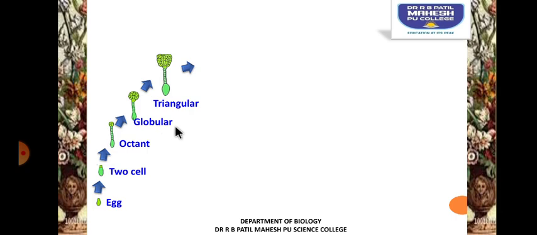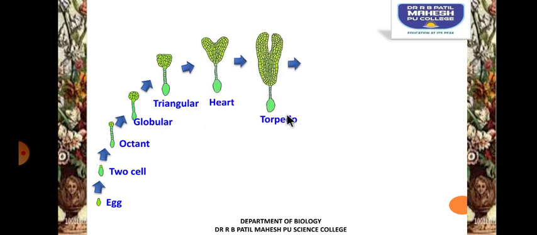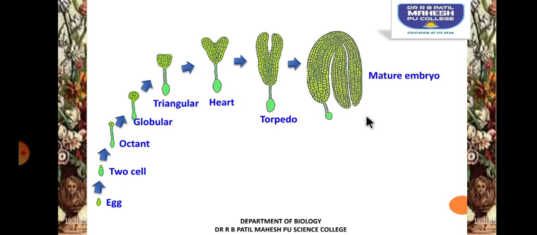Now what all happened during embryogenesis? Let's try to see. Egg was there, which after fusion was called zygote. Now the zygote divided to form the two-celled stage, then octant stage, then globular stage, then triangular stage, then heart-shaped stage, and then torpedo stage, and then horseshoe-shaped, that is the mature embryo. So the process of the formation of this embryo is called embryogenesis.